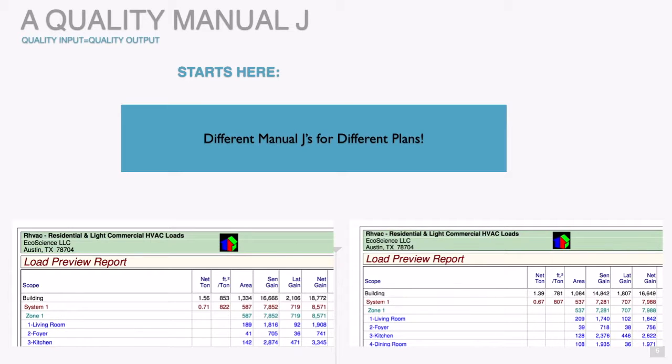So generally we say different floor plans. I shouldn't say generally, almost always we say that different floor plans require different specific Manual Js. So we're going to take a little break there, and when we come back, I'm going to tell you something about the ASHRAE Handbook of Fundamentals.